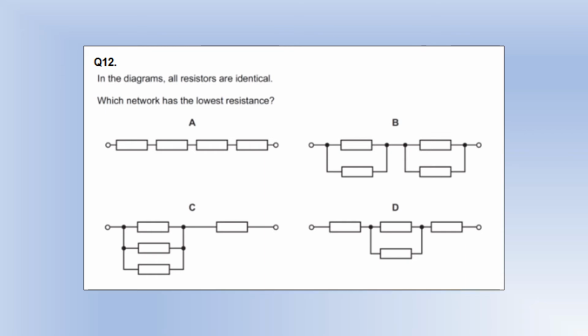So in these diagrams, we've got identical resistors. Which network has the lowest resistance? Hopefully it's fairly obvious it's not going to be A. Series circuits always have the highest resistance. B has a total resistance of just 1 resistor by itself, because each of those parallel sections has R over 2 total resistance. Add them together, we just get R. So essentially that's just basically 1 resistor. C and D, we can see, are both going to be more than 1 resistor. C is going to be 1/3 above 1 resistor. D is going to be like 2.5 resistors. So they're both clearly bigger than 1 resistor by itself. So B has got to be our answer.